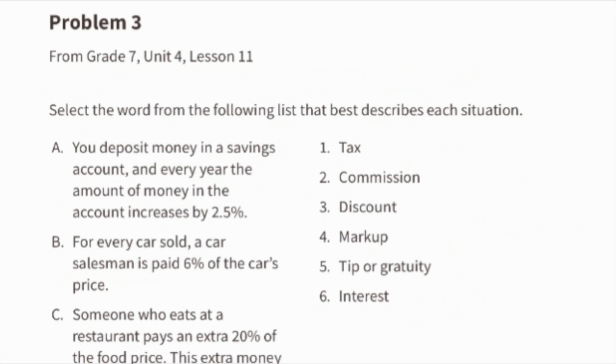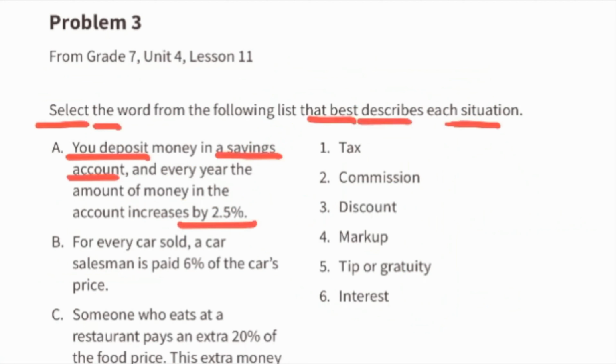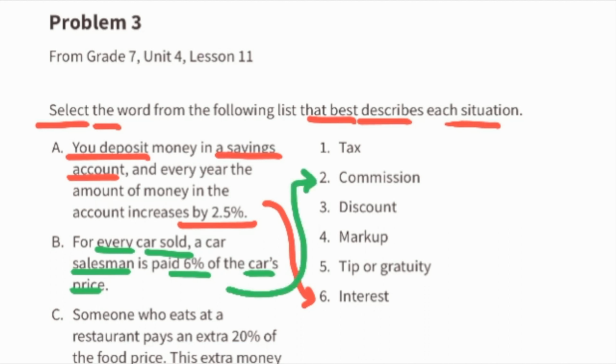Problem number 3 from 7th grade, Unit 4, Lesson 11. Select the word from the following list that best describes each situation. A. You deposit money in a savings account, and every year the amount of money in the account increases by 2.5%. This situation is describing the word interest. B. For every car sold, a car salesman is paid 6% of the car's price. This situation represents a commission.